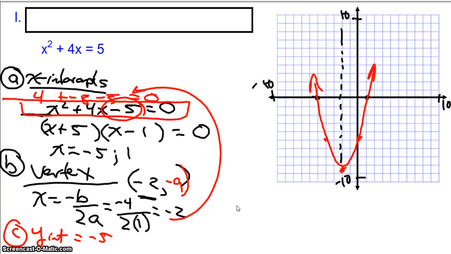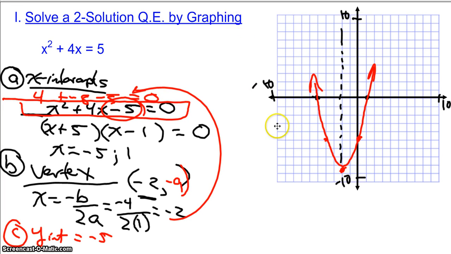How many times is this touching the x-axis? Twice. So this is a 2-solution quadratic equation. The solution means it touches the x-axis. It's an x-intercept. I know, but this word solution now means something more than that. It means the x-intercepts. You have to really clarify that in your mind: solution means the x-intercepts.